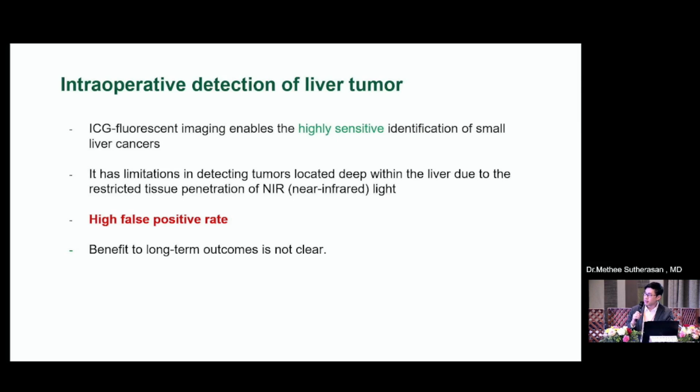But the main drawback of intraoperative detection of liver tumor by the ICG is that it has a high false positive rate, because in some lesions, like focal fibrosis or something like that, the ICG can stain for a longer time, more than the normal parenchyma. So we have to use other modalities like intraoperative ultrasound to confirm whether it is a real tumor or not.